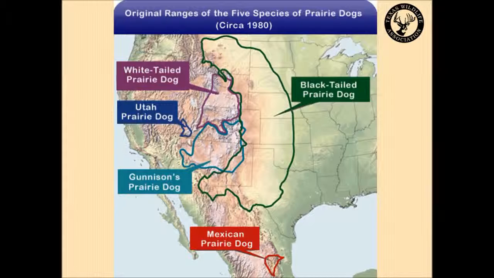Today, we are going to talk about prairie dogs. There are 5 species or types of prairie dogs found in North America. Today, we're going to focus on the black-tailed prairie dog, which are found in the area outlined in green on this map. The black-tailed prairie dog is found in Texas and is a very important member of the prairie or grassland ecosystem in which it lives.